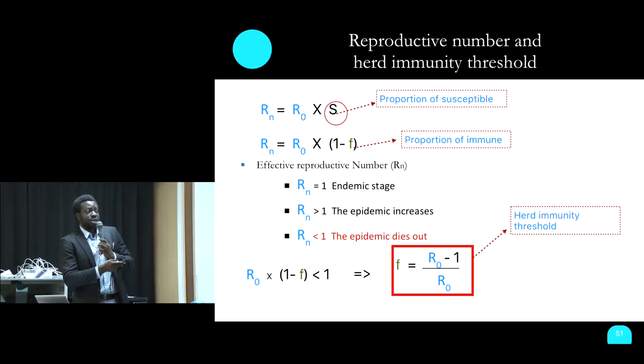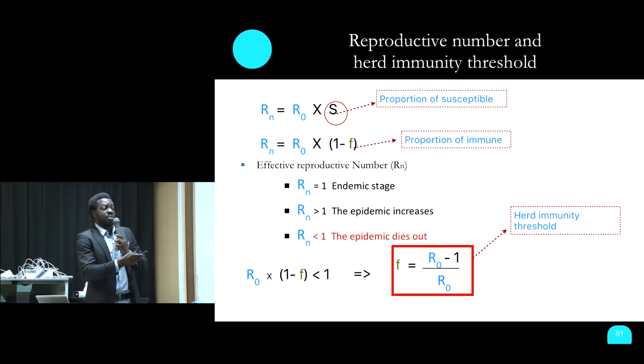So there are a lot of mathematical formulas here, but I will try to make it very, very simple for you. So remember I said that the effective reproduction number is just the basic reproduction number multiplied by the proportion of those who are susceptible. And this proportion here can be written in another way. The proportion of susceptible is, because it's a proportion, the maximum is 1. It is 1 minus those who are immune in the community. So we have this formula here.